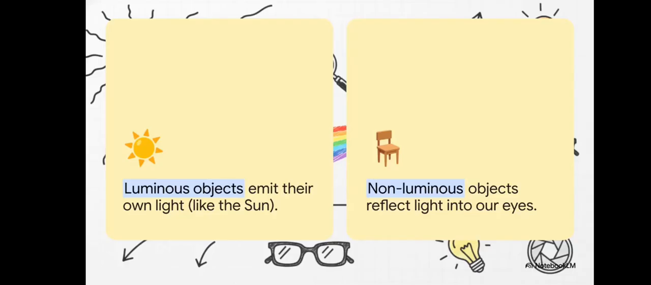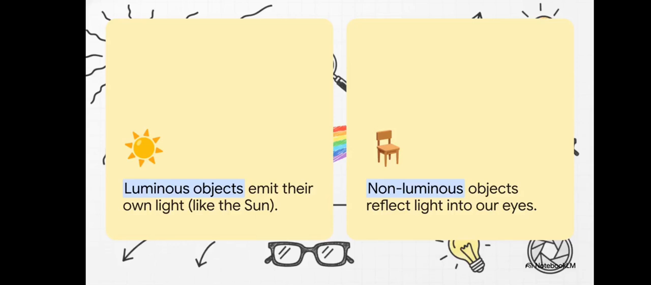Imagine walking into a pitch-black room. You have perfectly healthy eyes, but in that moment, you're completely blind. Why? Well, because sight is basically a partnership between your eyes and light. The objects around us fall into 2 main camps. First, you have luminous objects. Think of these as the light bringers, like the sun, a lit candle, or an electric bulb. They actively emit their own light.